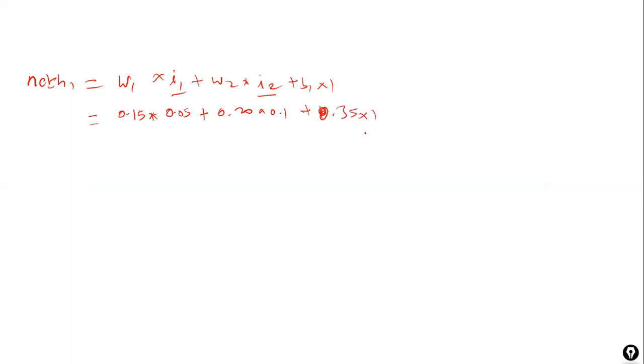So 0.35 into 1. And if you solve this, this is the Z value, net H1. This is step 1. Net H1, if you solve this one, you'll get approximately 0.3775. Now in step 2, it applies the activation function, 1 divided by 1 plus e to the power minus 0.3775. It gives you 0.593.